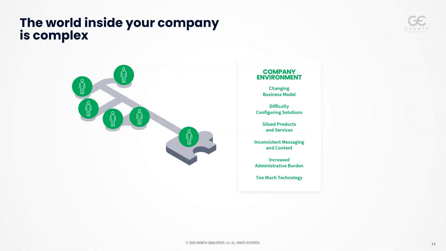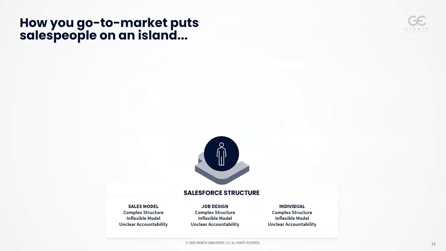Depending on how you define it, there are between 500 and 1,000 different technology companies that provide support for sales and marketing or sales enablement. Then we get into how your go-to-market puts salespeople on islands. When you think about the whole go-to-market approach, you have your sales model, and that's complex. You have inflexible structures, unclear accountabilities. There's a whole amount of focus on job design, which also has complex structure, inflexible model, unclear accountability. And then there's the individual and their own complex structures, inflexible models, and unclear accountability. So there are all these structural points about the expectations of the individual, the expectations of the job design, and also the overall sales model.